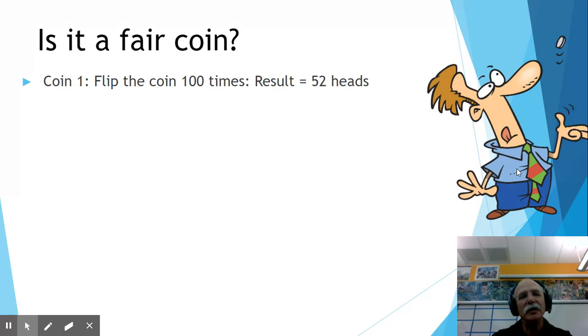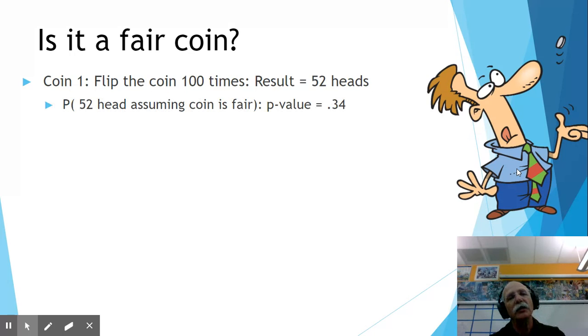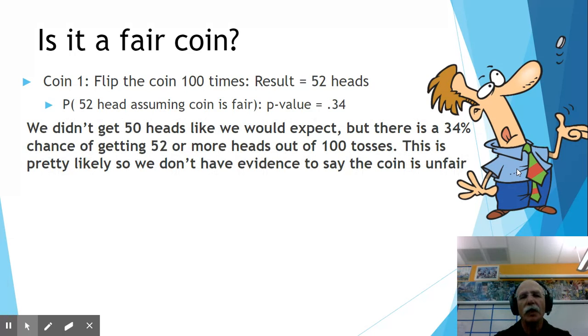If I ran a statistical test on that, the probability that I would get at least 52 heads, right? Not exactly, but the probability that I get 52 heads or more, or something that extreme, has a p-value of 0.34, a 34% chance of happening, which just isn't all that unusual. So there's a 34% chance I'd get this far away from 50%. Not too unusual. We'd expect 50 heads, but there's a 34% chance of getting 52 or more heads out of 100 tosses. I'm pretty sure that coin's not unfair. I don't have very good evidence that it's different from 50%.